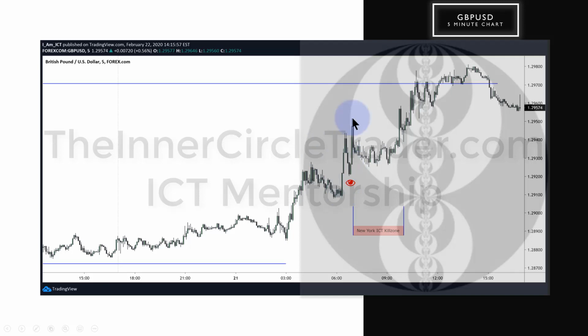Where are we going to reach for? Above an hourly liquidity pool. Wait for a retracement lower into a bullish order block, fair value gap, overlap, optimal trade entry, not because it's a patented Inner Circle Trader copyright fib levels.